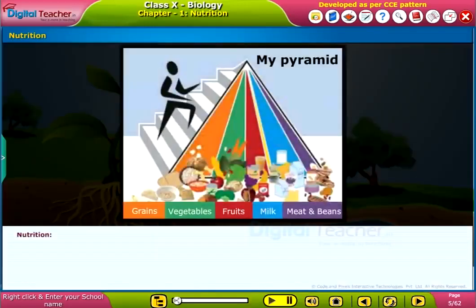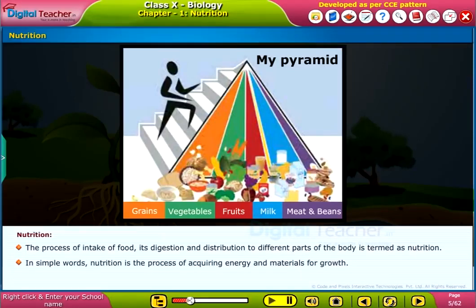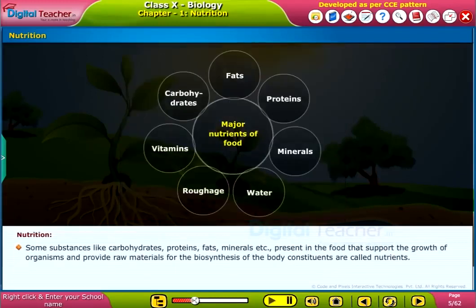First, let us learn about nutrition and its importance. The process of intake of food, its digestion and distribution to different parts of the body is termed as nutrition. In simple words, nutrition is the process of acquiring energy and materials for growth. Some substances like carbohydrates, proteins, fats, minerals, etc. present in the food that support the growth of organisms and provide raw materials for the biosynthesis of the body constituents are called nutrients.